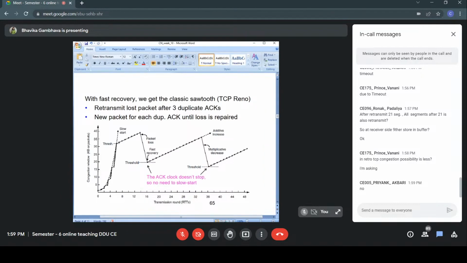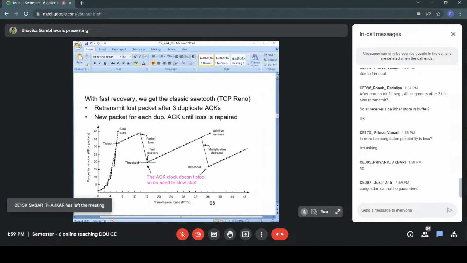Yes. See why? Because what we are trying to do here is attempt the fast recovery of the packets which have already been dropped. But congestion is dependent on the incoming capacity and outgoing capacity. So if a router can forward n number of packets, but it is getting more than n number of packets, then it will be facing congestion.